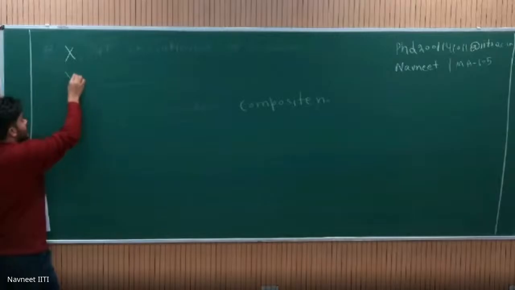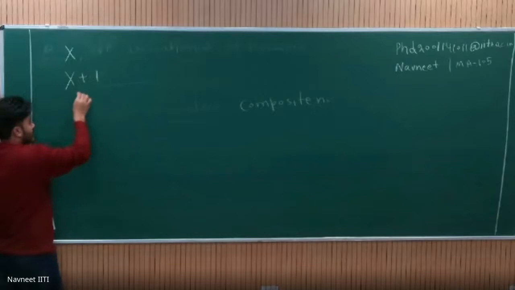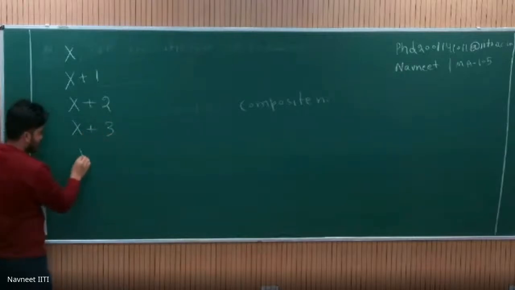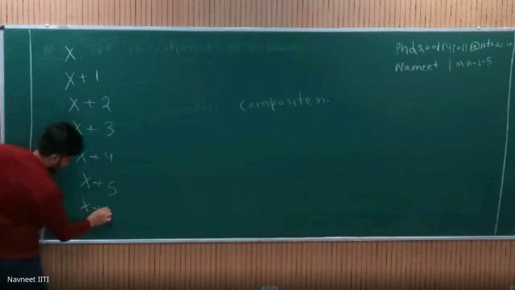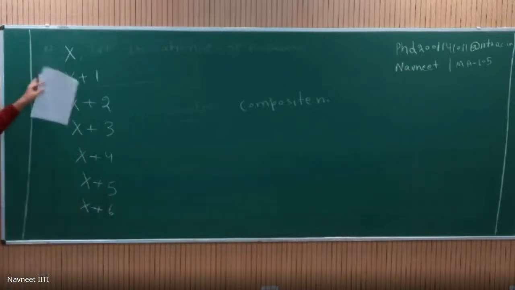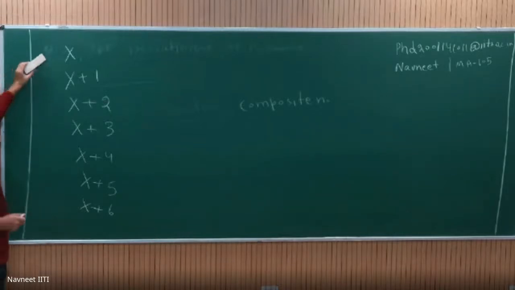And the next number is x plus 1. Next is x plus 2, x plus 3, x plus 4, x plus 5, and this is x plus 6. Okay, these are some consecutive numbers. If we want to check whether they are composite or not, what can we do?